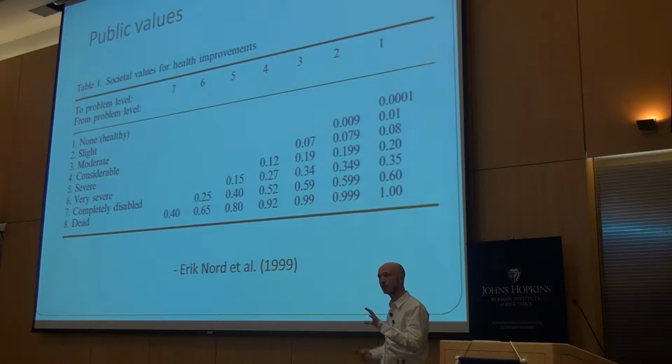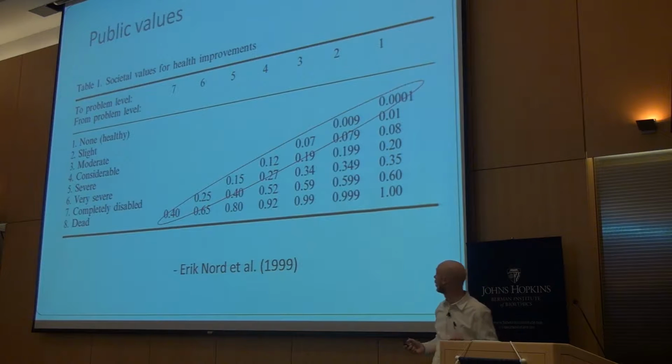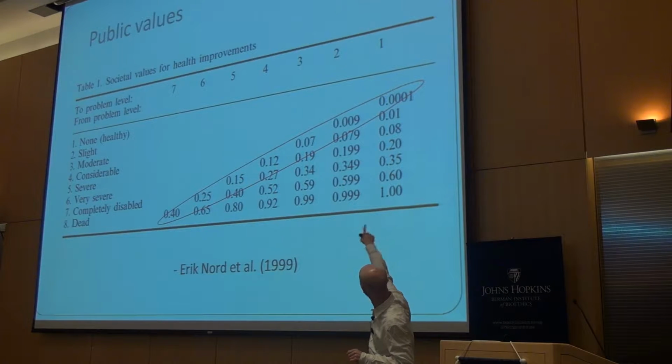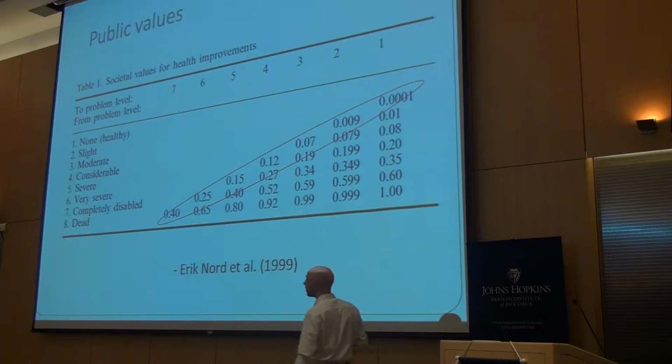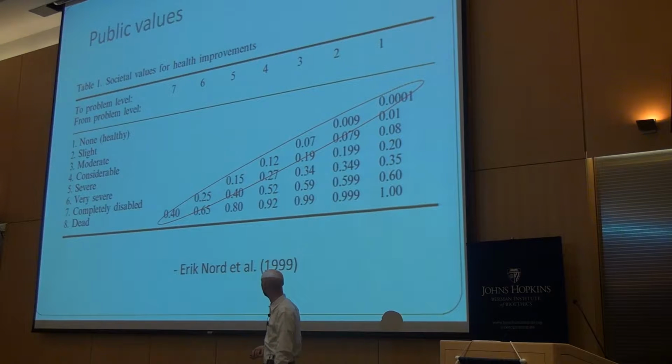Now, people were asked to say how important it was to provide the benefit to people who started off in each of these states. One was the biggest, the largest value. So if instead of someone being dead, they could instead be in perfect health, that gives you a value of 1. Now what I want you to look at is this diagonal line here. So this diagonal line tells you how much importance was assigned to moving someone up an equivalent amount of benefit, but starting at a different point.